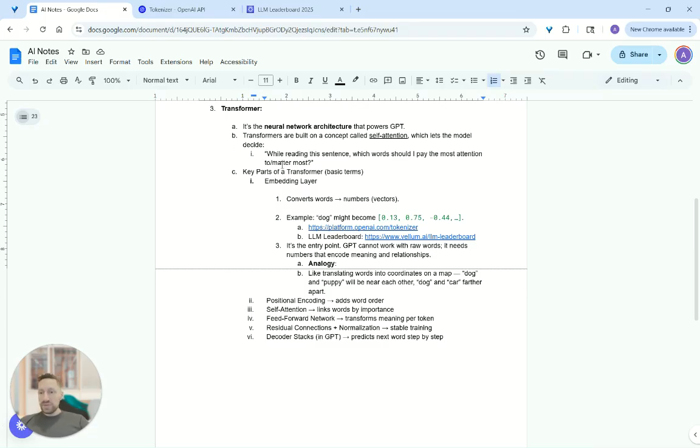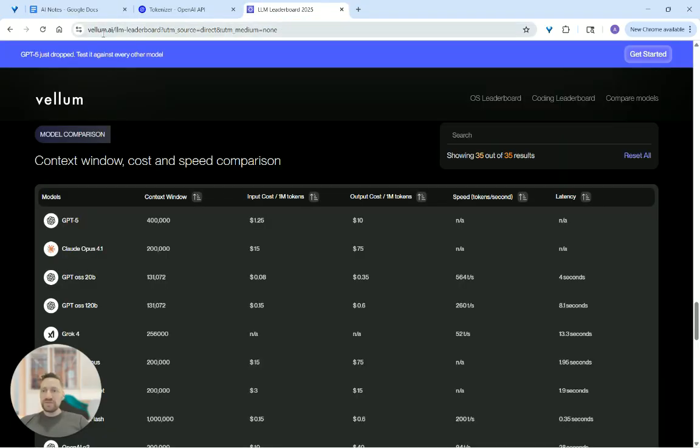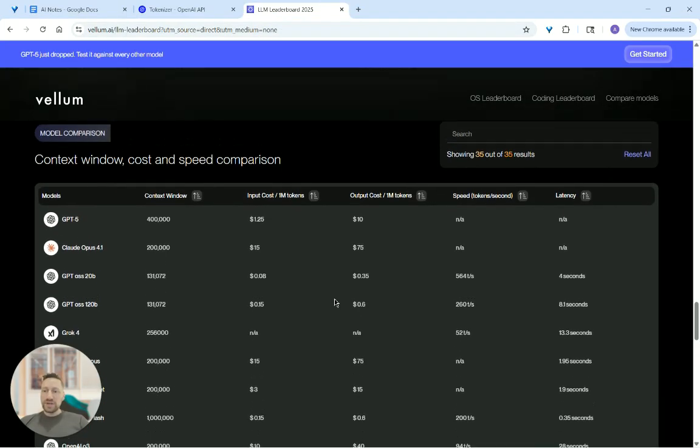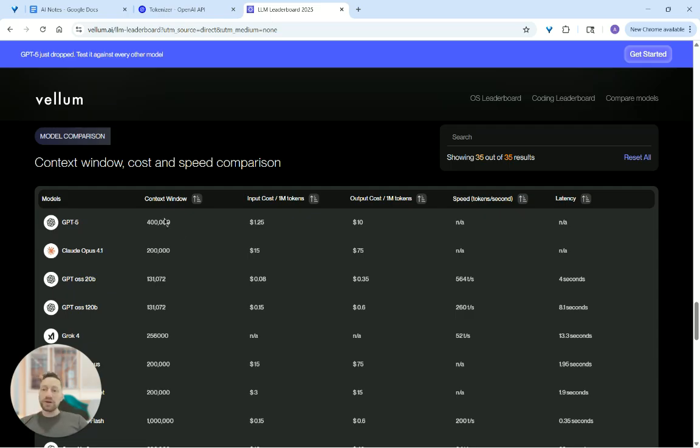One other thing you really should take a look at, if you go over to this URL, Vellum.ai LLM leaderboard, and you scroll down, you can get a model comparison. So you can see GPT-5, Claude Opus, et cetera. You can see what their context window is. And if you don't know what a context window is, I do have a video on that, so go check that out because it is very, very important. You can see what it's able to handle, basically. You can see what the input cost is per million tokens, et cetera.